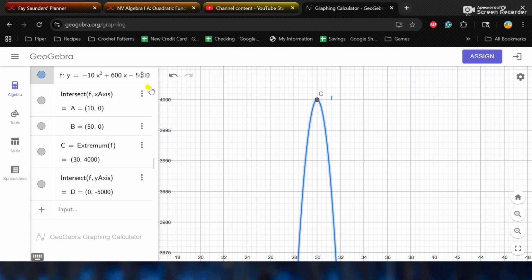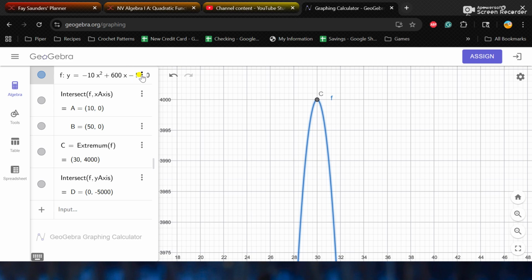So here's our formula for the problem. It says John owns a jewelry making business. His profit for selling necklaces is modeled by the equation P, which we substituted for f of y, is equal to negative 10x squared, we substituted n for x, plus 600n, we substituted x, minus 5,000, where x represents the price of a necklace and f of y represents profit.